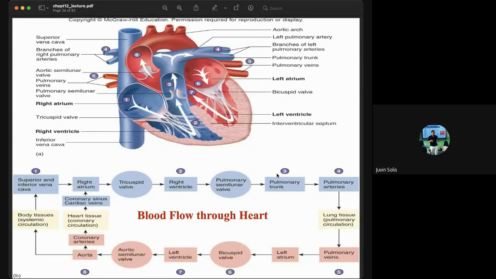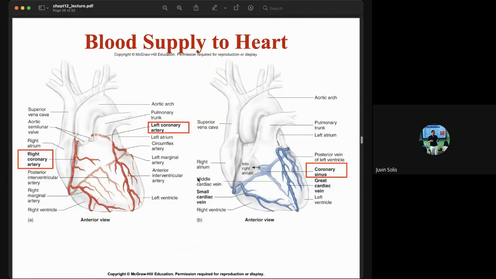And of course, kapag may mga damages dyan na nangyayari, especially doon sa mga valve natin, maa-alter yung blood flow natin. Okay? And if you have heart conditions or maybe high blood condition, nagbabago yung blood flow natin. Now let's go here. How about your blood supply to the heart?